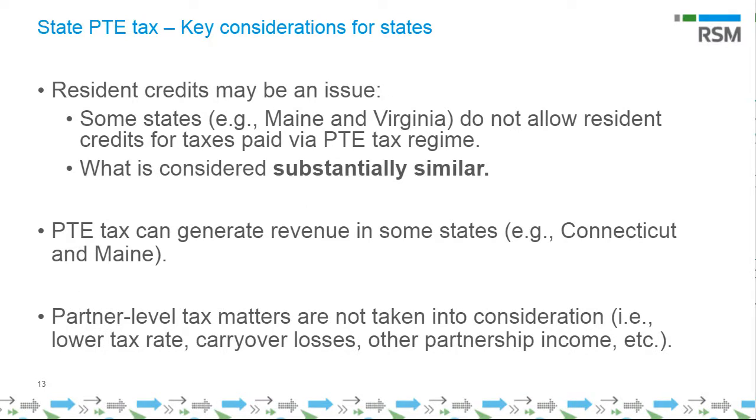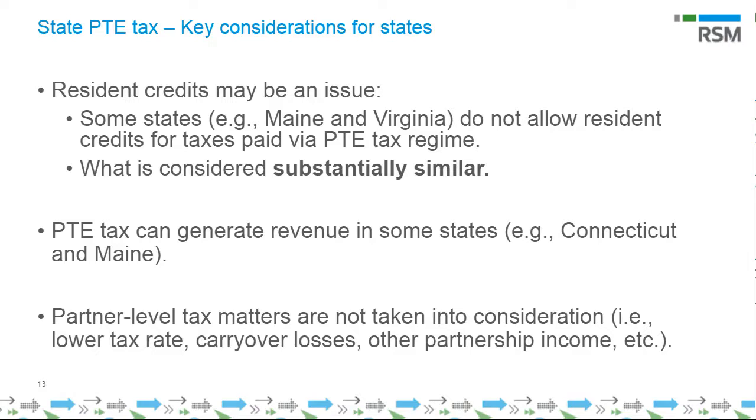And as we move on here, one of the biggest aspects to assessing whether a pass-through entity tax election would be beneficial is an understanding of the resident credit. States like Maine and Virginia have come out with guidance indicating they will not permit a resident credit for a Virginia resident or a Maine resident to claim that portion of tax paid to, say, New York on their individual Virginia or Maine return.